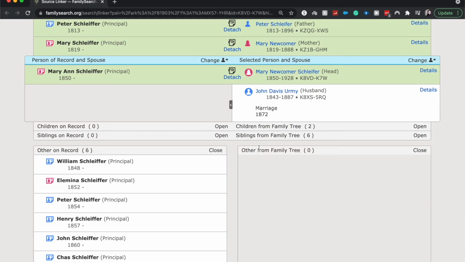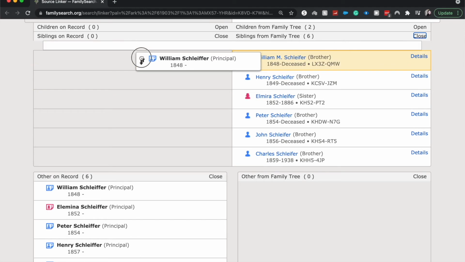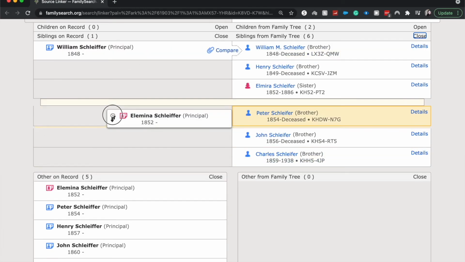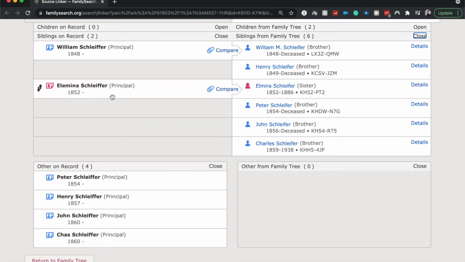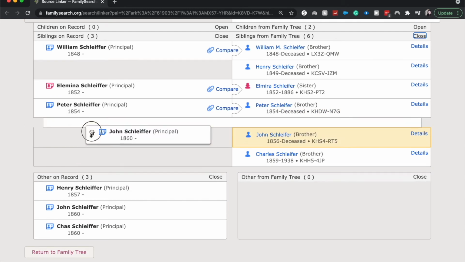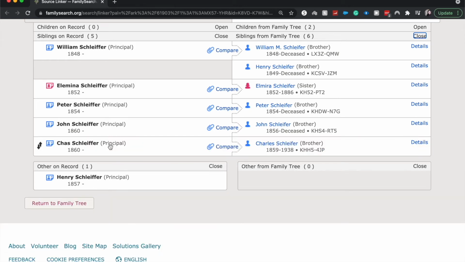Okay, so now we still have about six people left, and it shows she has six siblings. So it's looking like the names and the dates are approximately matching up. So I want to go to William, to her sister, to Peter, to John, and to Charles.